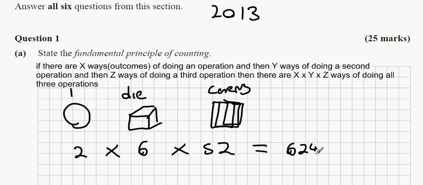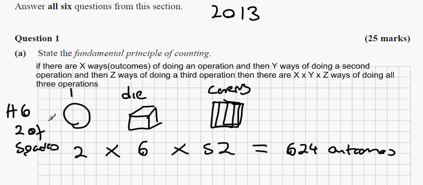And this is basically what the fundamental principle of counting does. It gives you how many outcomes events can have. So I could get, for example, a heads, a 6, and maybe the two of spades. So this just shows you that there's 624 outcomes this way.